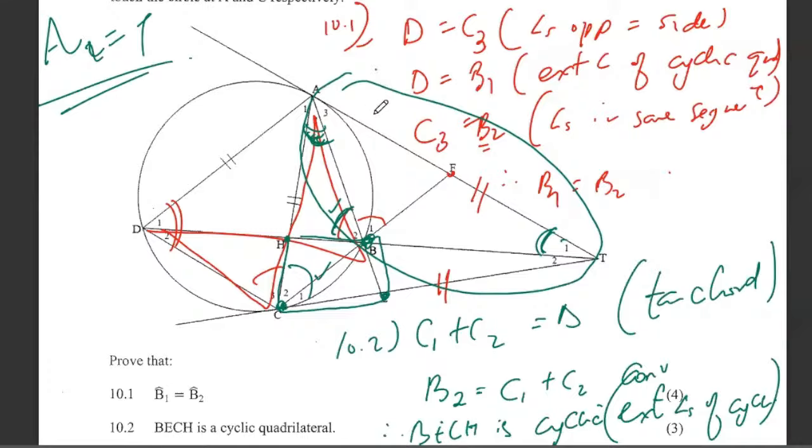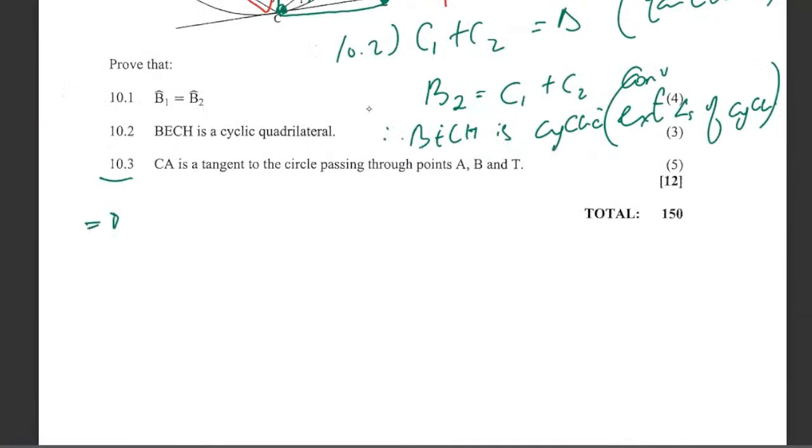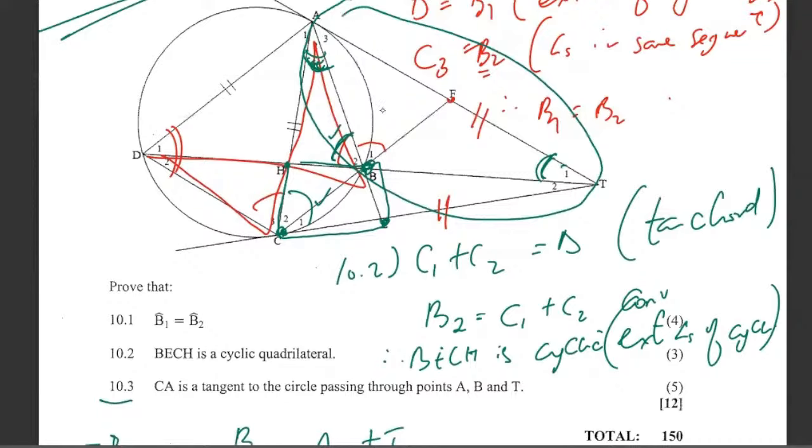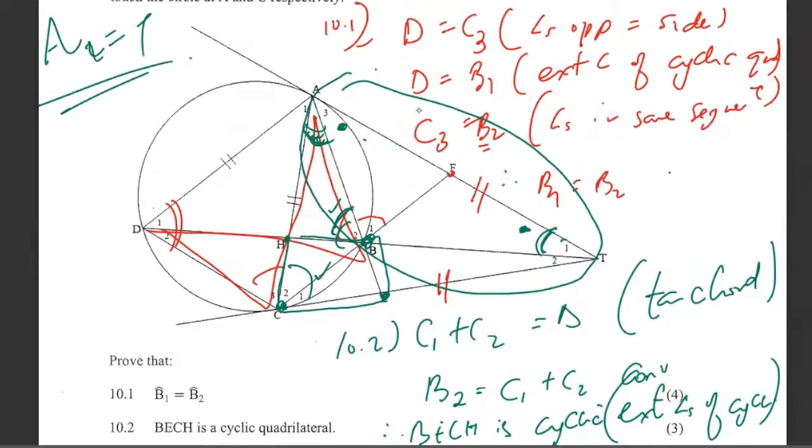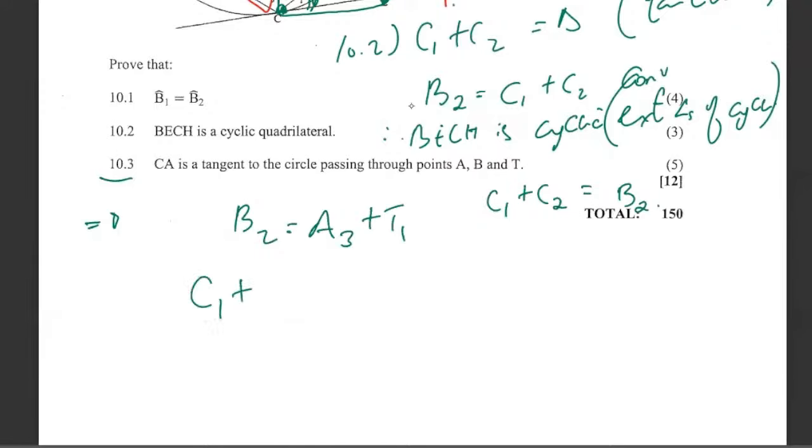All right, so what are we going to do then? I'll say that B2 is going to be A3 plus T1. Then previously, we said that C1 and C2 must give us B2, so where there is B2, I'm going to replace with that. But we know that AT and CT are tangents from the same point. This is equal to that, which means C1 and C2 must be the same as A2 and A3. So C1 plus C2 should be the same as A3 plus T1.